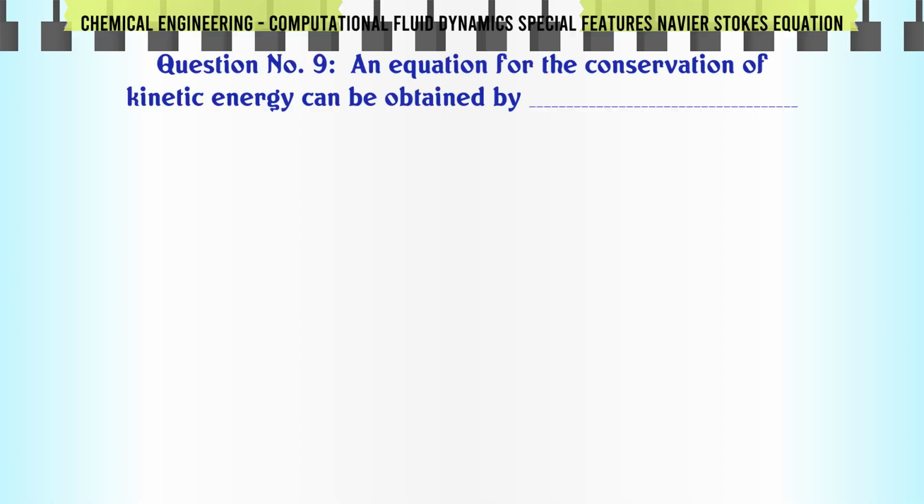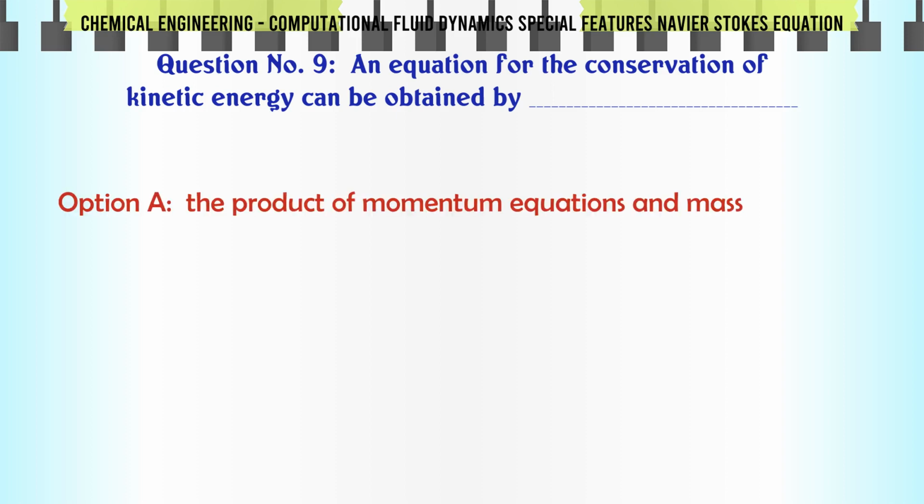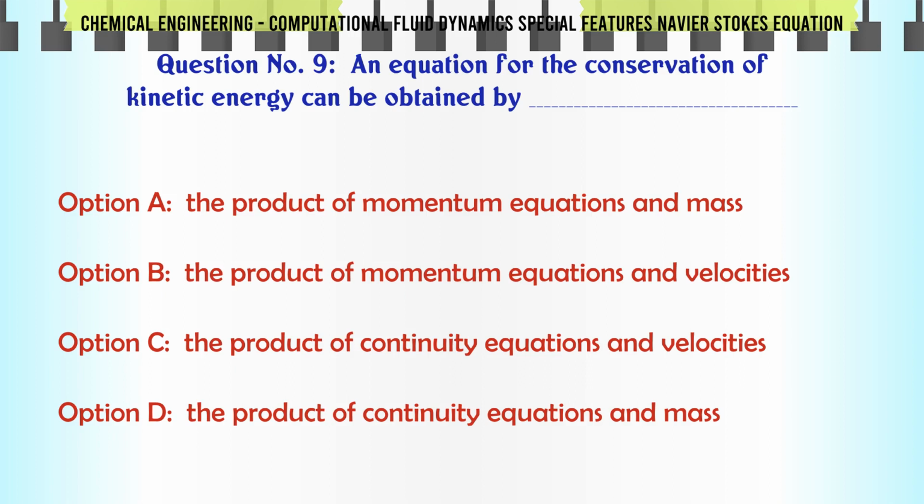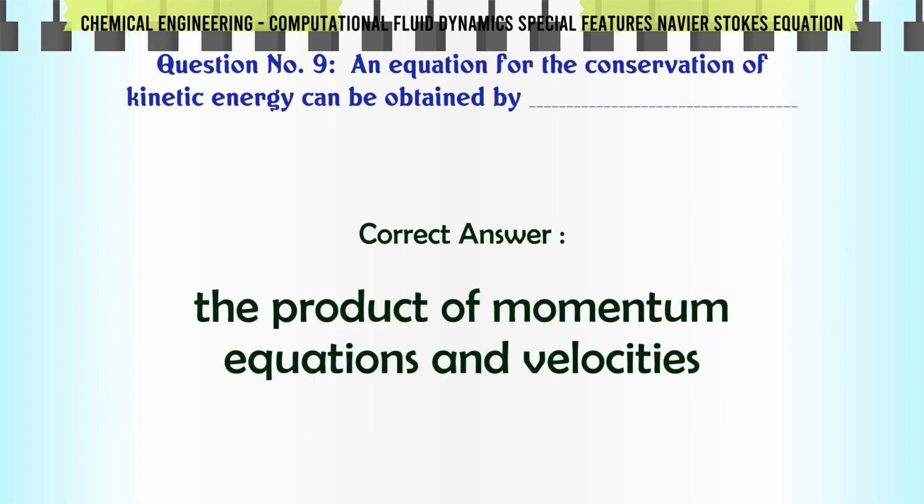An equation for the conservation of kinetic energy can be obtained by A. The product of momentum equations and mass. B. The product of momentum equations and velocities. C. The product of continuity equations and velocities. D. The product of continuity equations and mass. The correct answer is the product of momentum equations and velocities.